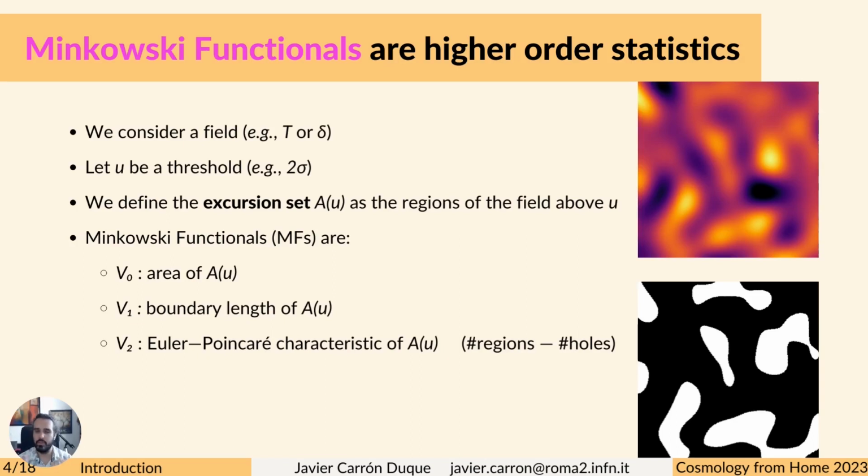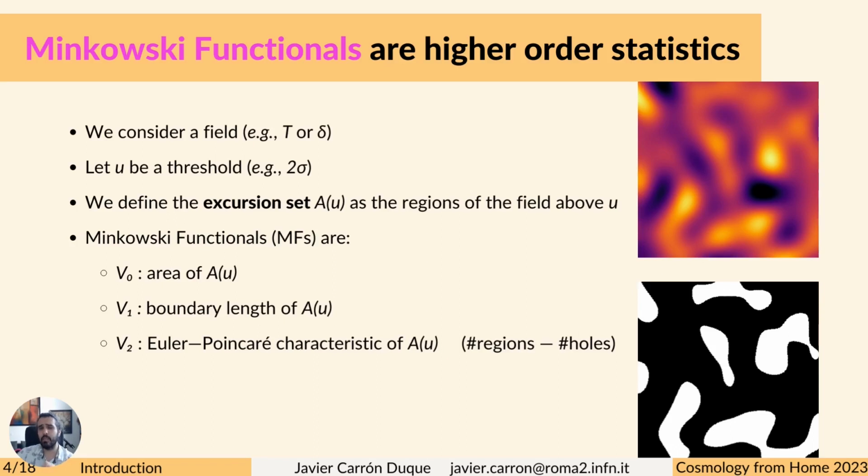Let's start with your favorite field: temperature, the density field, whatever you want. And let's imagine that this top right plot here is your field. Now we select a threshold, u, which, for example, is 2 sigma, the 2 sigma of the map. Now we select all the points on the map that are above 2 sigma. So in this example, it will be the white regions on the bottom right plot. Now these white regions constitute the so-called excursion set at 2 sigma of this field.